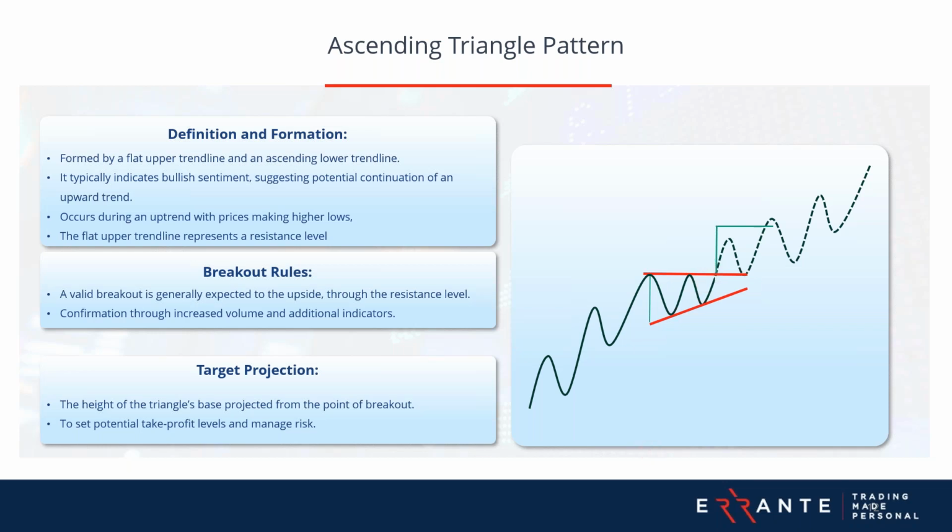The formation of an ascending triangle is typically seen during an uptrend. Prices make higher lows, reflecting growing optimism among buyers, while the upper trend line shows a price level as sellers are defending strongly. So this tension between buyers and sellers leads to the consolidation phase that forms the ascending triangle. When trading the ascending triangle, it's important to understand the breakout rules. The breakout is generally expected to occur to the upside, pushing through the resistance level.